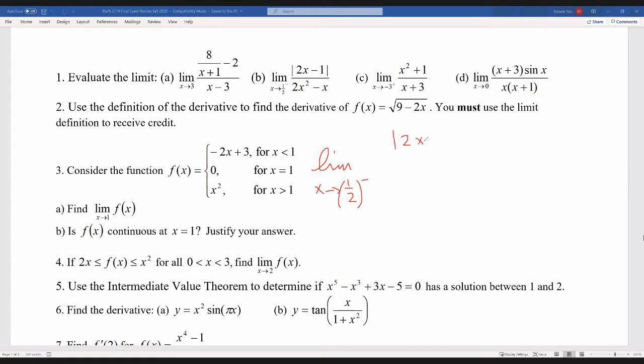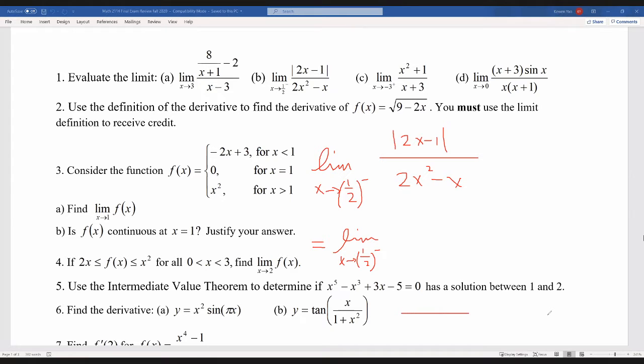The absolute value of 2x minus 1, over 2x squared minus x. Right, so you have to evaluate this limit, x goes to 1/2 from the left side, where the numerator is this and the denominator is this. So how can we simplify? You want to simplify in order to evaluate this limit. So the limit is x goes to 1/2 from the left.